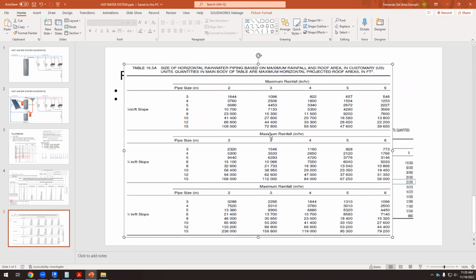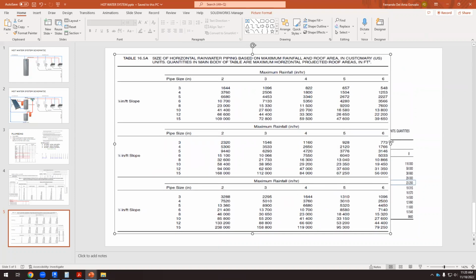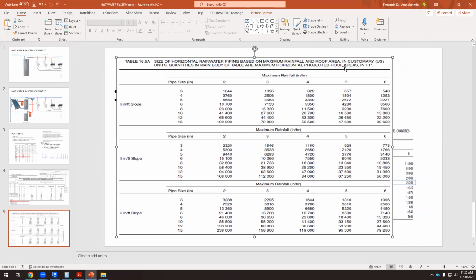Then the maximum rainfall in New Hampshire, it was 6. So we are in this column. And then here we have the projected roof area. Okay, so this is not the sectors that we have divided the roof into. So this is the maximum roof area. So if our roof area is around 9,000, so that should be this, at least 10,000. And we go, so that should be an 8-inch pipe, okay, with that slope.